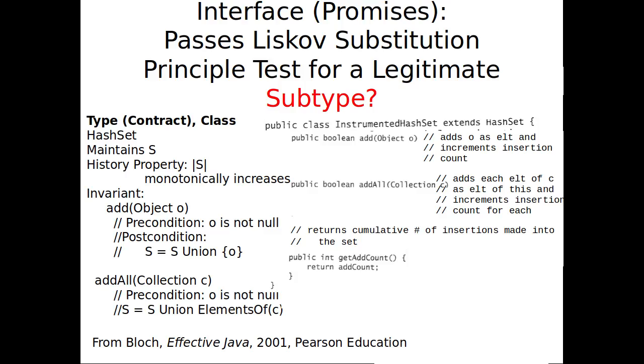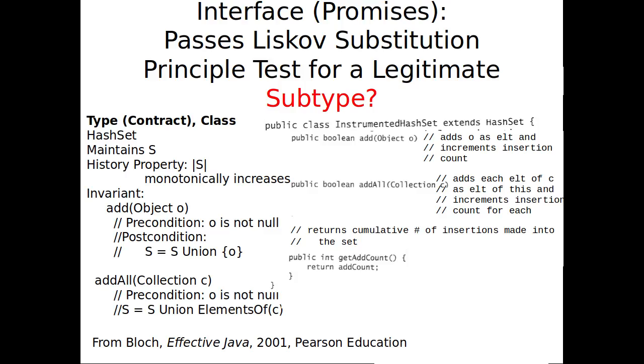Does that make sense? So InstrumentedHashSet is just like any old HashSet, except it's keeping track of some extra information. It's not interfering with the normal operations of HashSet, but it's keeping track of this insertion count and gives it to us if we ask for it. So let me ask this.